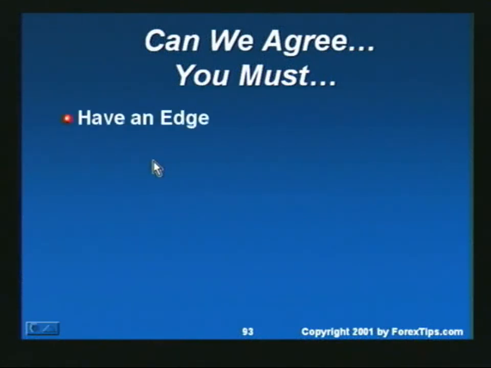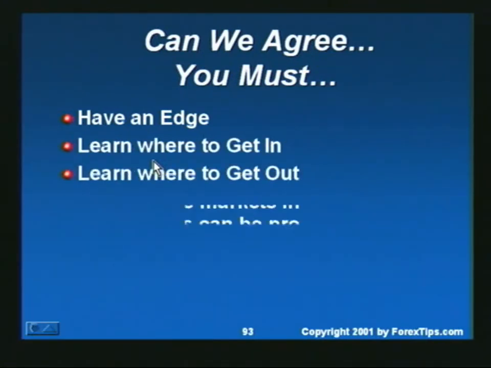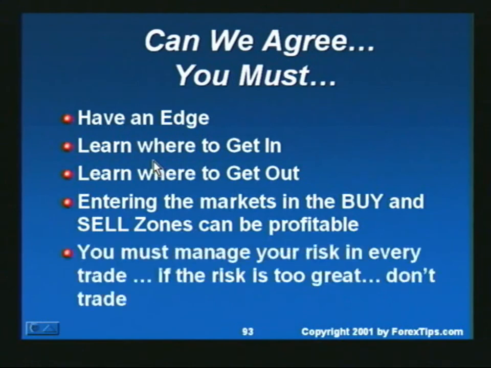Let's all agree, you must have an edge as you trade. You must educate yourself and know where to get in and know where to get out, and you must know the reasons why behind that. Entering the markets using buy and sell indicators and entering on the buy and sell zones can be very profitable. You must manage your risk as you trade. If the risk is too great, you've got to pass on the trade.